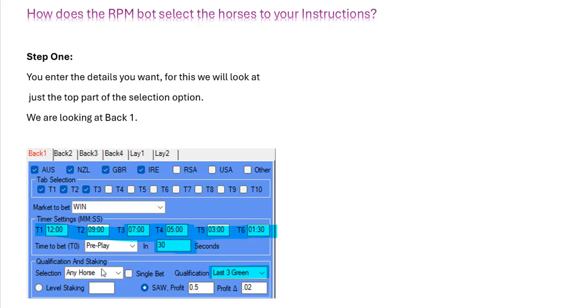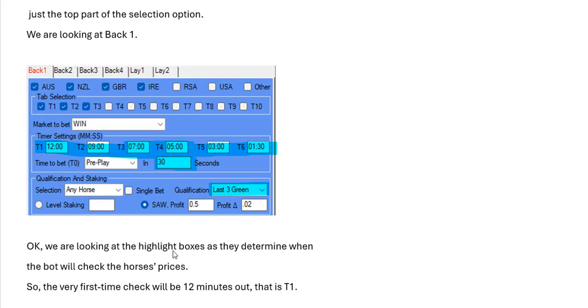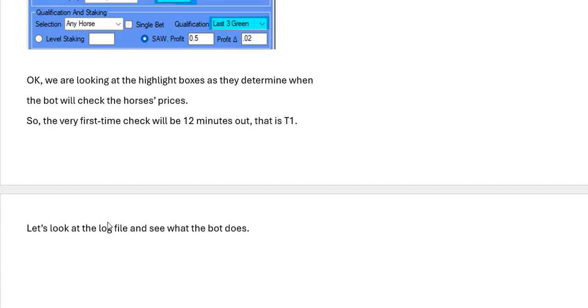The next thing we need to look at is the qualification: the last three boxes need to be green. We'll show you that in a sec. We're looking at the highlighted boxes and what they determine when the bot checks the prices. The very first check will be 12 minutes out, as I said, and that's the T1.